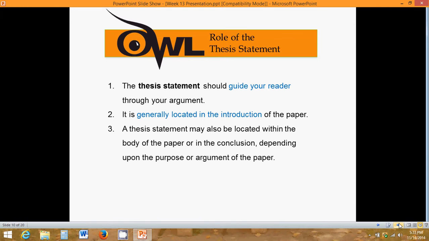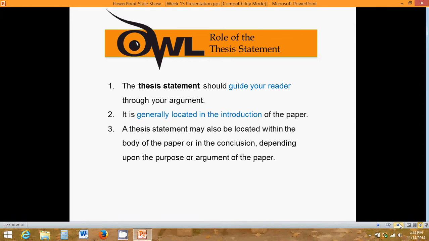So the thesis statement should clearly state your topic. It should clearly state your point of view about the topic and then where you're going to take the paper. So it's generally located at the introduction of the paper. It's generally located at the end. And a thesis statement could sometimes be located within the body of the paper or in the conclusion. Generally speaking, we're not doing that with our essays, but it does happen.